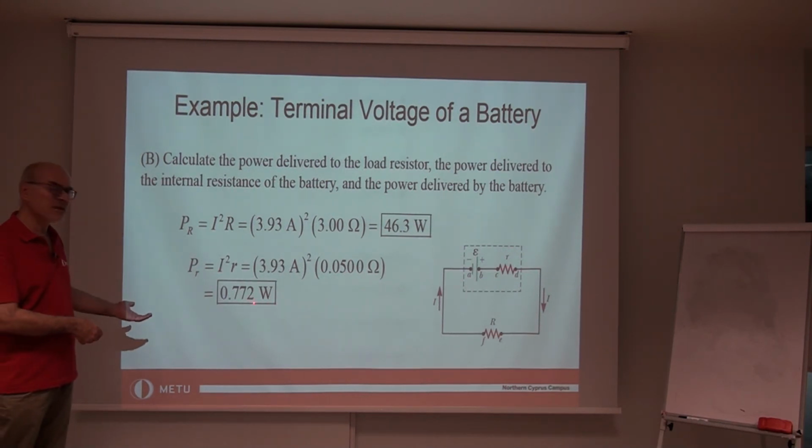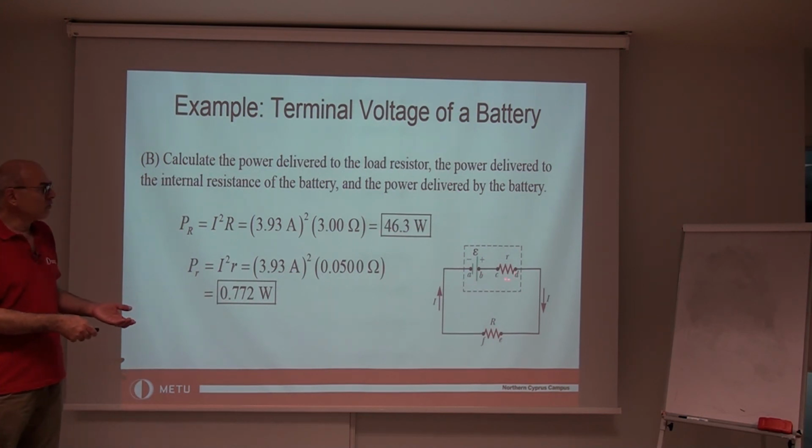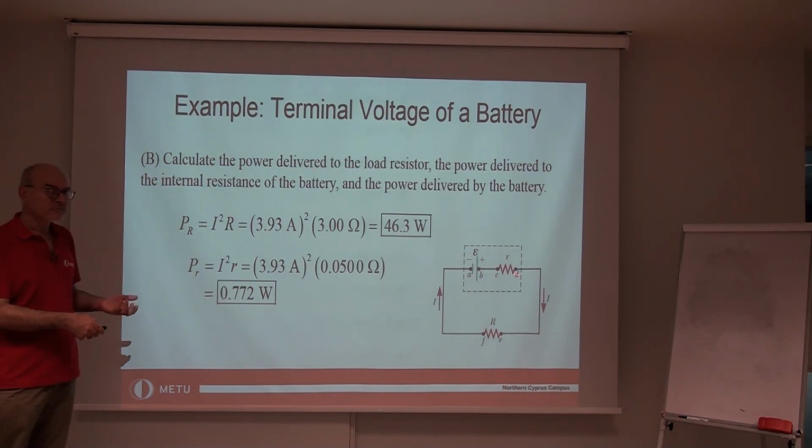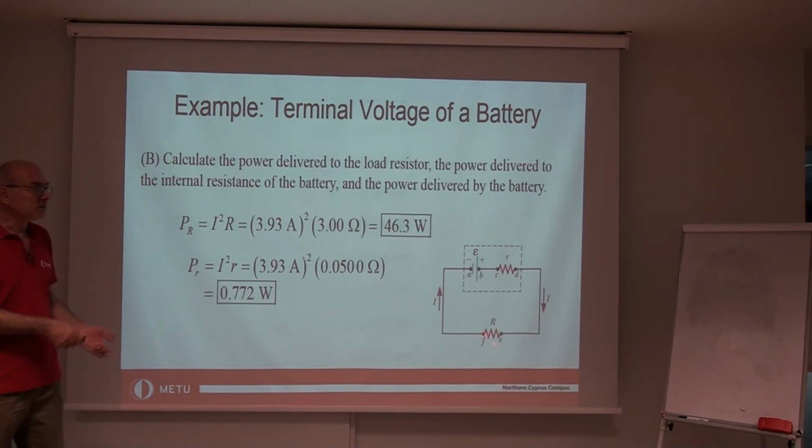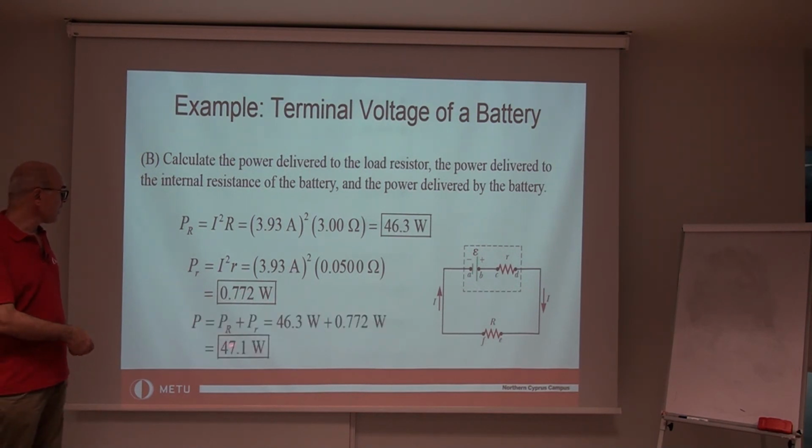We usually need this to be small because, first, we don't want it to heat up. And second, we want the electromotive force to deliver power to the load, not to itself. Okay, so this is why we take it to be small, and it is 0.77 watt, and their sum is 47.1 watts. Now, if you multiply E, the electromotive force, with the current in the circuit, which is 3.93, that's IE, you must get 47.1 watts.